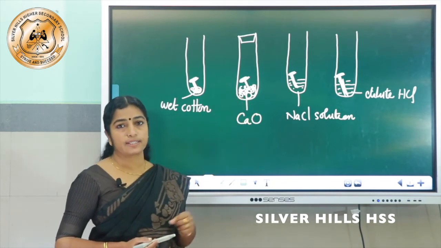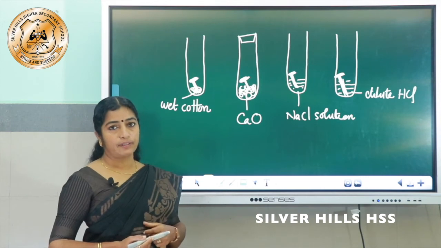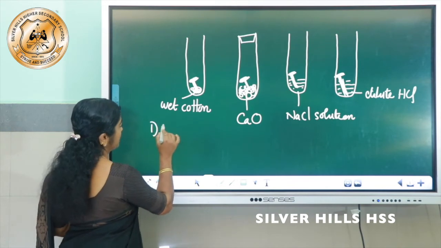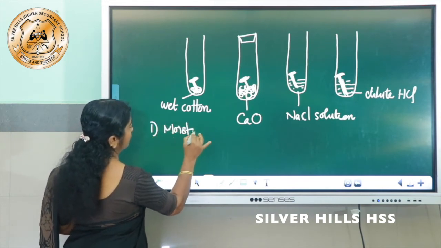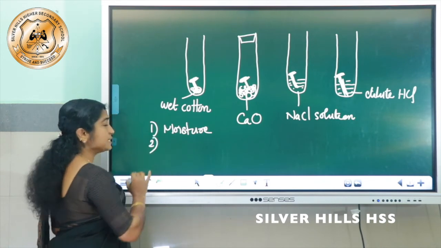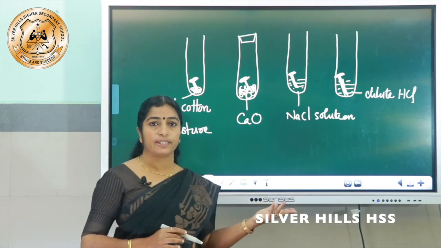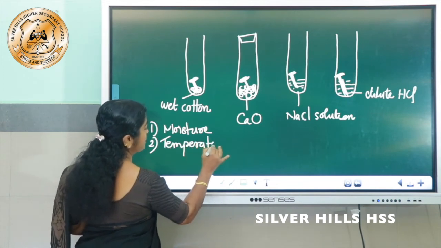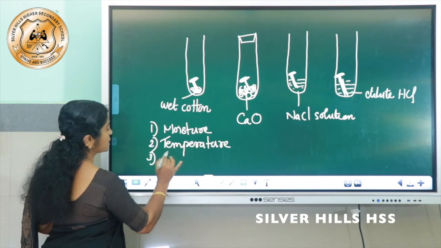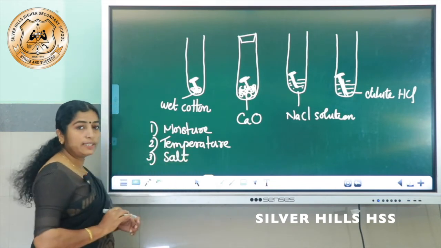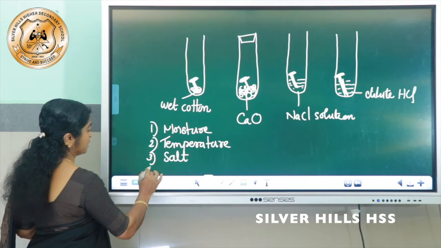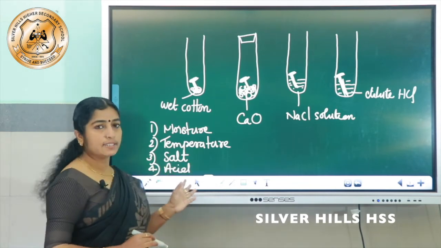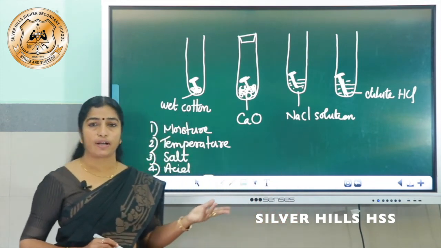So which are the factors that favor rusting of iron? Moisture is a factor. When the temperature increases, the rate of rusting also increases, so temperature is another factor. The presence of salt: if the moisture is salty, rusting is very fast. So the presence of salt as well as the presence of acid enhances rusting of iron.